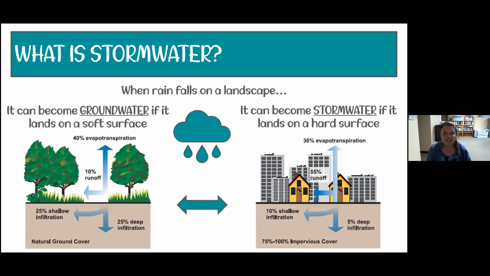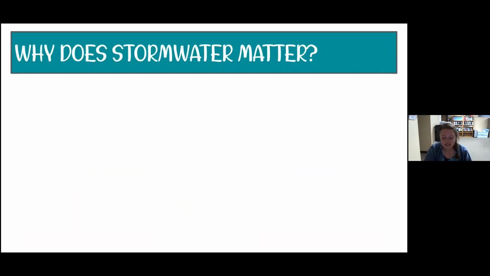So now we have an idea of what stormwater is. It's just water that's flowing across a landscape. The next question is, why do we even care about it? What's the point of talking about stormwater to begin with? And the answer to that question is just that the landscape that stormwater flows across is riddled with different kinds of pollutants that stormwater can pick up and transport.